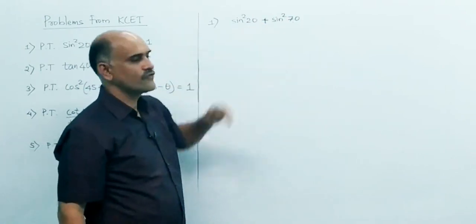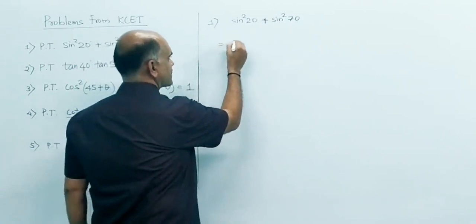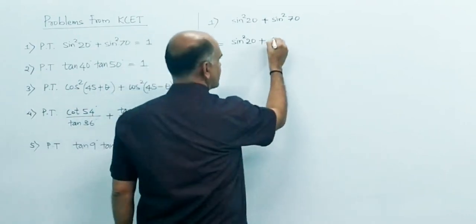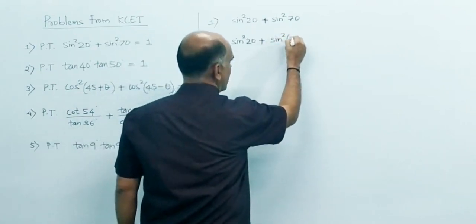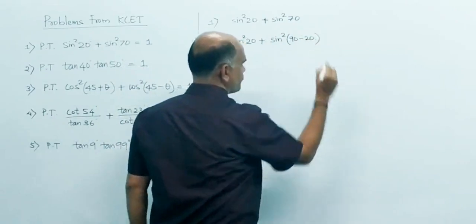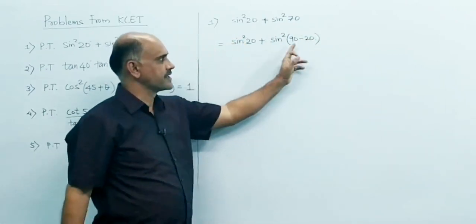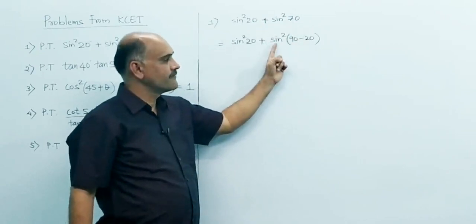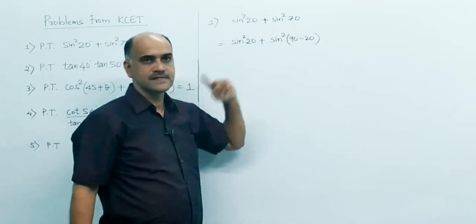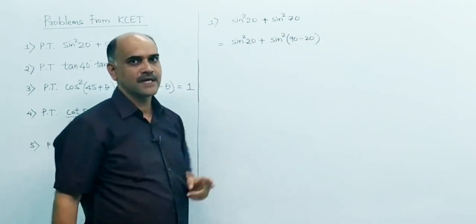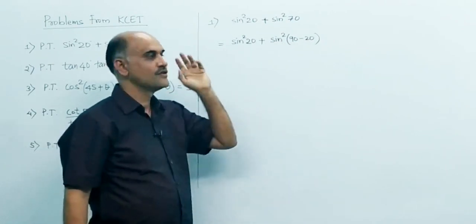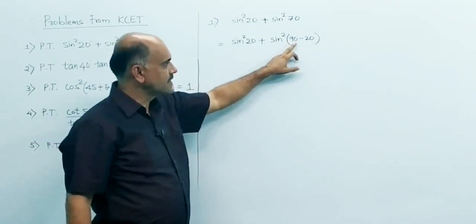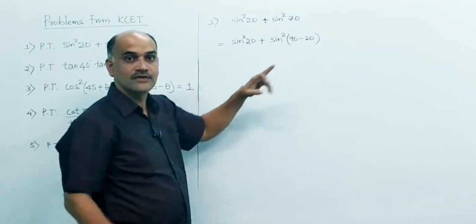So out of the two, one angle you can keep as sin square 20. Now this 70 I can write as sin square of 90 minus 20. So 90 minus 20 is 70. Now if I apply sin 90 minus theta, 90 minus means it is in the first quadrant, so it is positive. As 90 is there, this sin gets converted to cos.